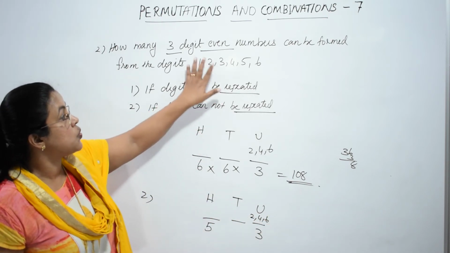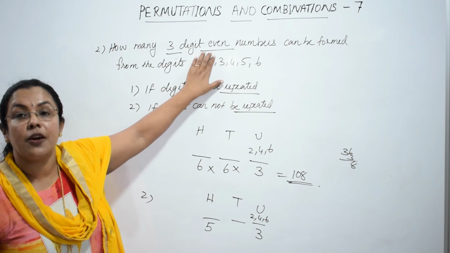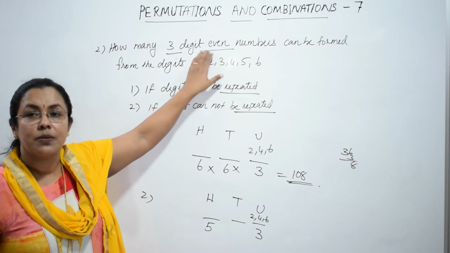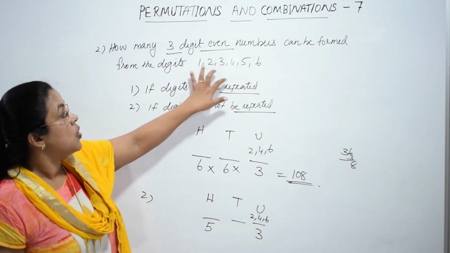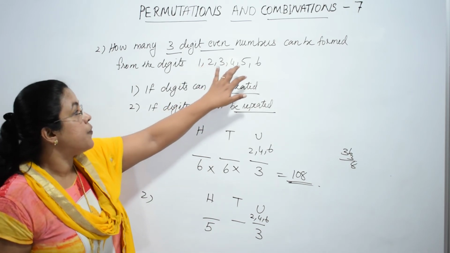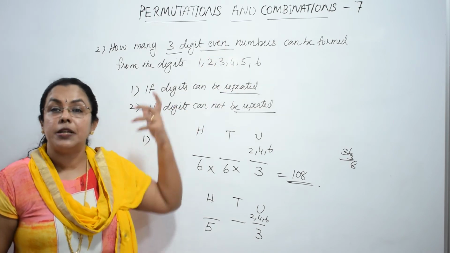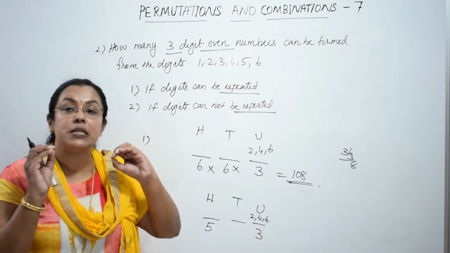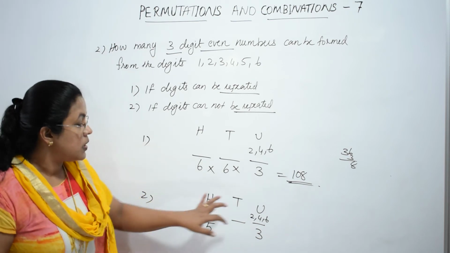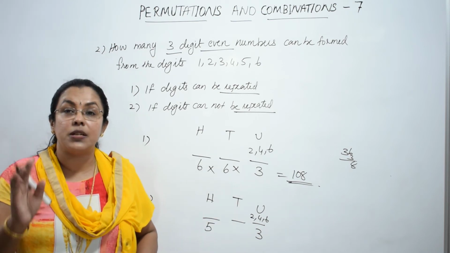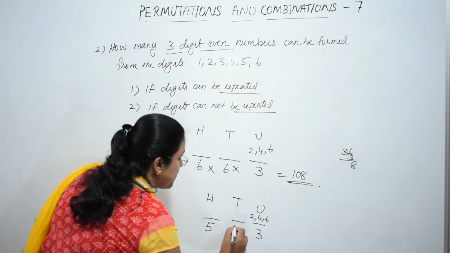Now, 1 digit is fixed here, 1 digit is fixed here. After fixing 2 digits, how many digits are left? 4 digits left. Any 4 digits. You can either fix 2 and 1 or 4 and 3. Whatever the 2 digits, how many digits are left is important. 4 digits left. So, tens place can be filled in 4 different ways.